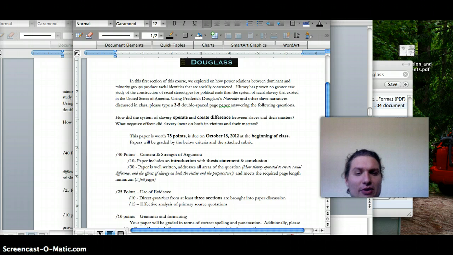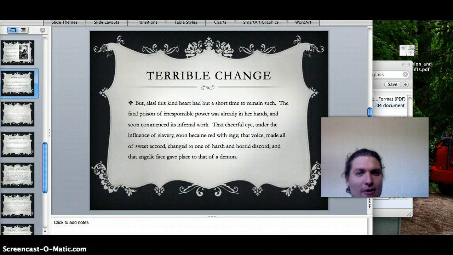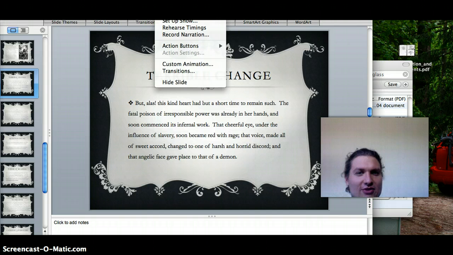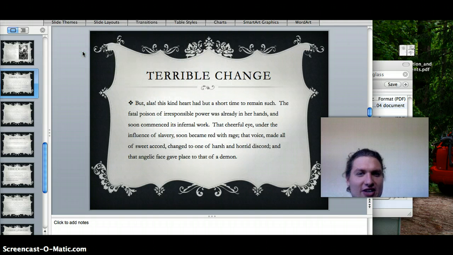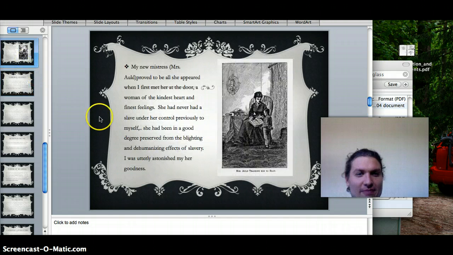And, I think a great place that we can start, that was covered in detail in the second reading, is Mrs. Auld. We heard that this was his new master, and Douglass said she was a great woman at the beginning. This is from the text: "My new mistress, Mrs. Auld, proved to be as she appeared. When I first met her at the door, she was the kindest heart and the finest feelings. She never had a slave before. She had a good degree preserved from the blighting and dehumanizing effects of slavery. I was utterly astonished by her goodness." So that's Douglass saying Mrs. Auld, before she had a slave, was this wonderful woman.